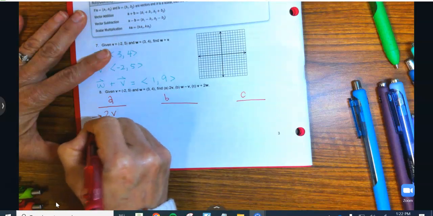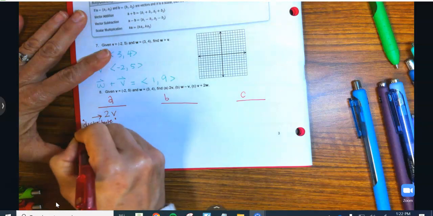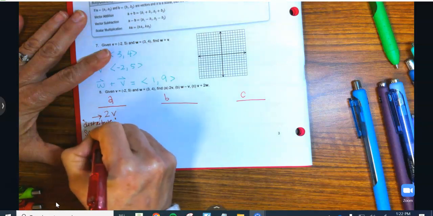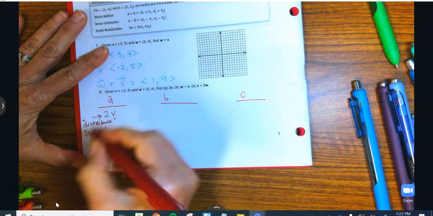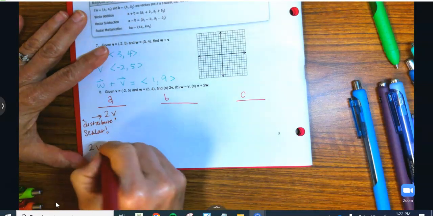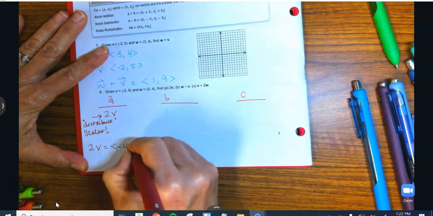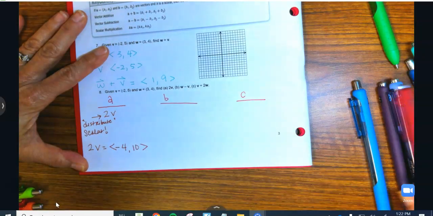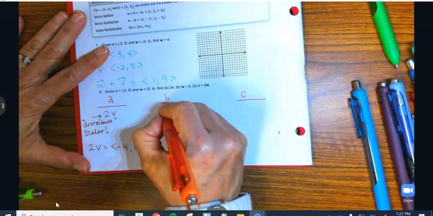So when you see a number in front, it's kind of like distribution. We don't really call it distribution, but it's pretty much the same operation. We call it scalar multiplication with vectors. You're just going to distribute a 2 to both the x and the y coordinate. So that's just going to turn into a -4 and a 10. So when there's a number out front, you just distribute.